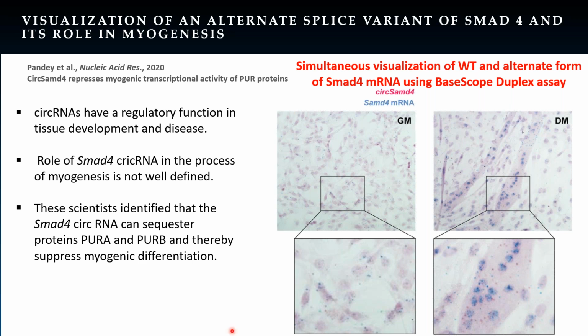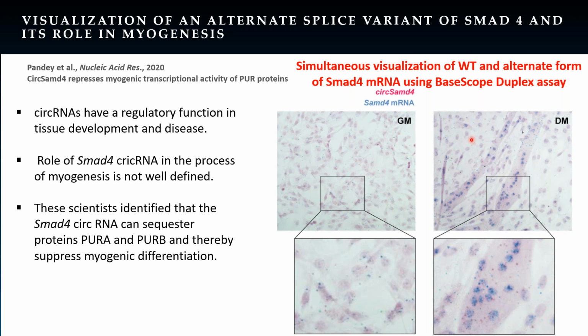So in this particular paper, they wanted to observe the expression of the linear SMAD4 and the circular SMAD4 in these differentiating myoblasts. So what they were able to show using our duplex assay was they were able to visualize both the linear and circular form of these SMAD4 targets in these tissues.